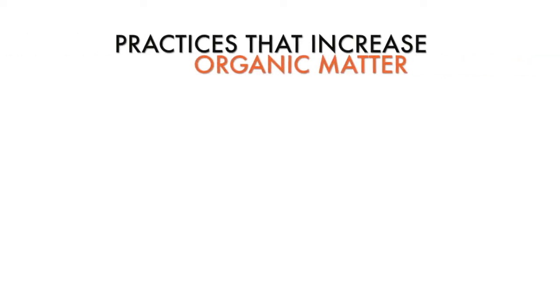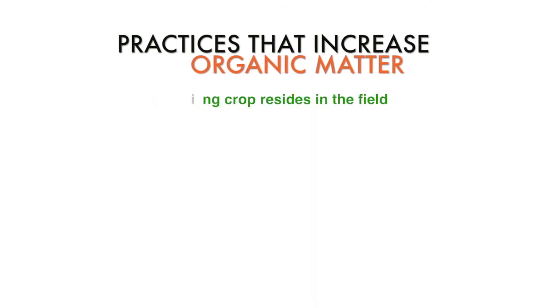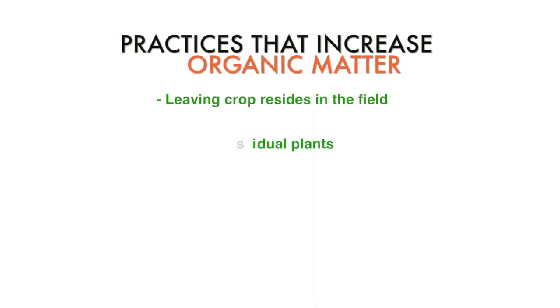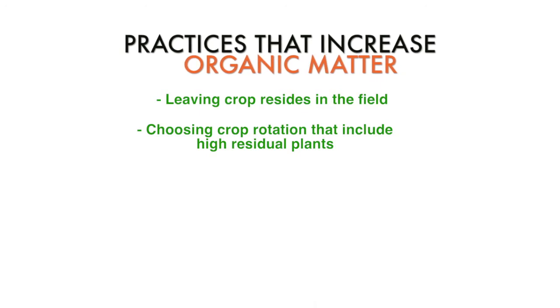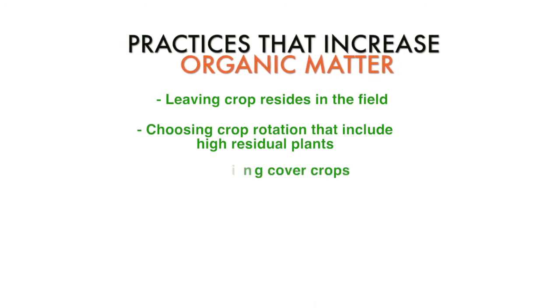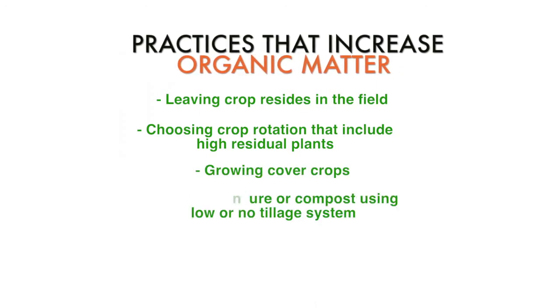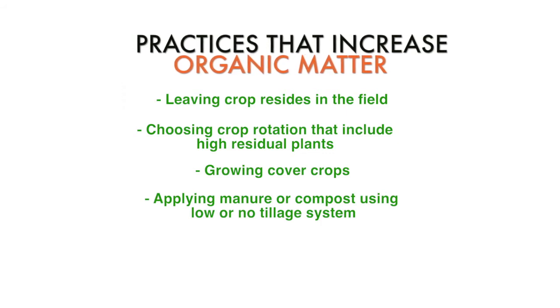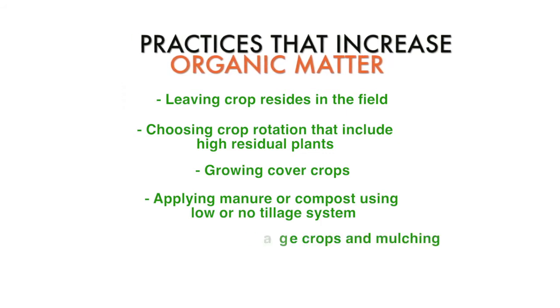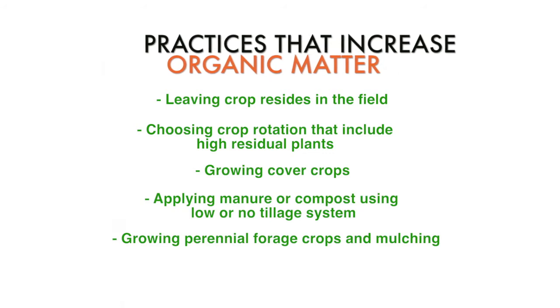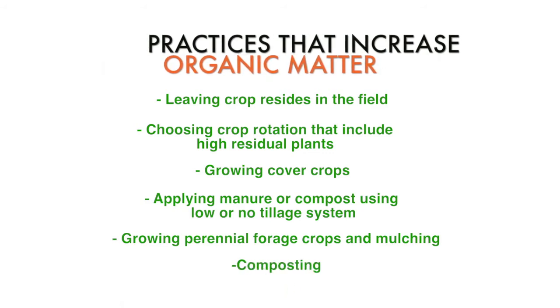Practices that increase organic matter include leaving crop residues in the field, choosing crop rotation that include high residual plants, growing cover crops, applying manure or compost, using low or no tillage systems, growing perennial forage crops, mulching, and composting.